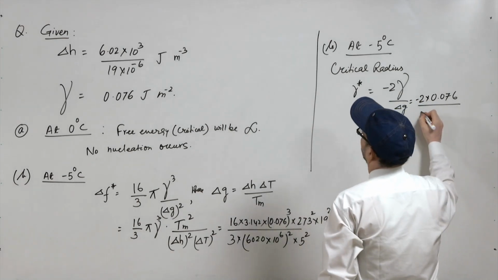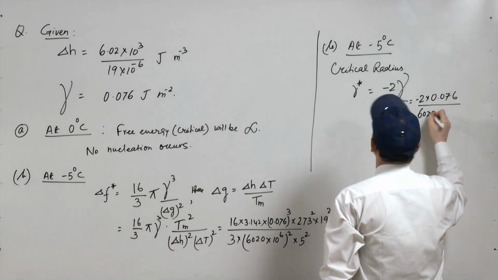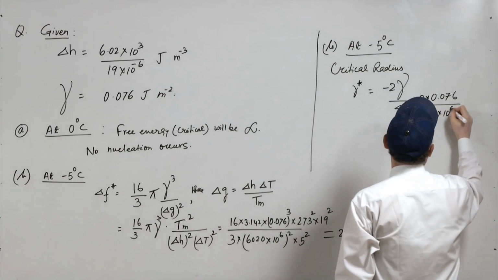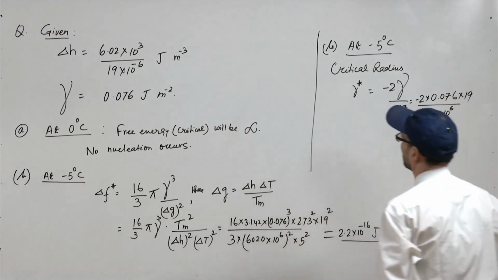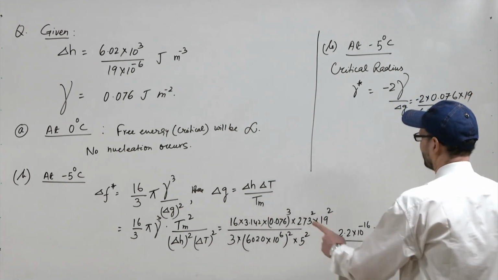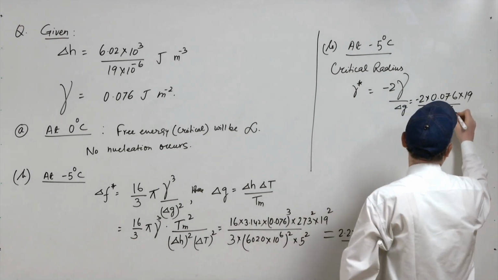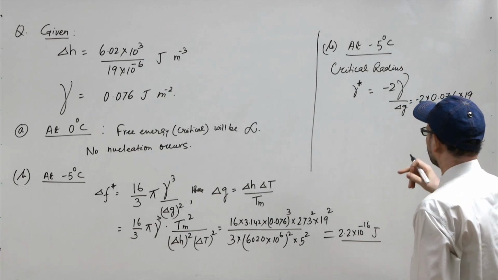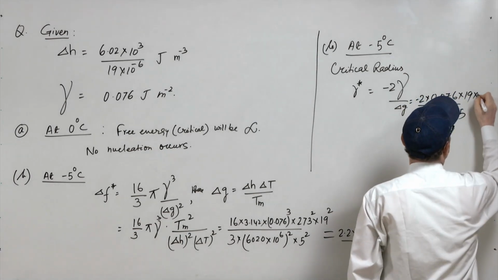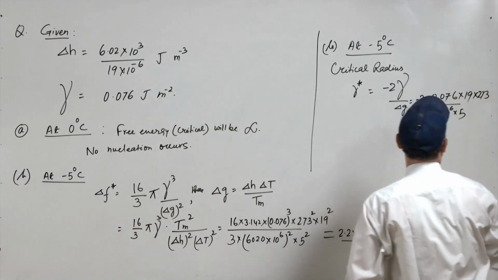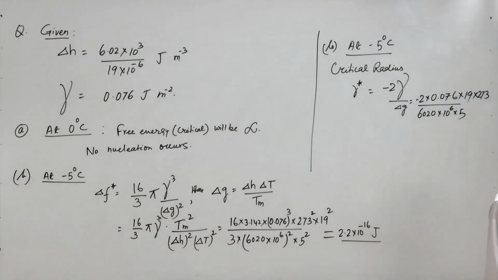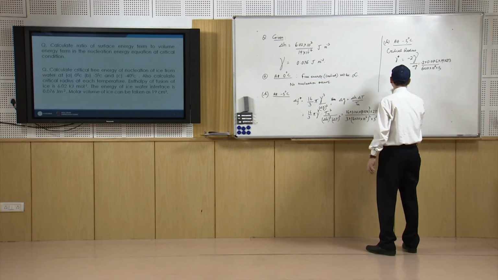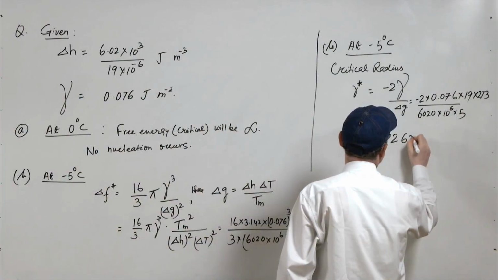So, it will be 6020 upon 10 to the power 6 by 19. So, that is delta H. Delta T is 5, and then T m, that 273 will go here, and when we calculate this value, it is coming out to be 262 angstrom.